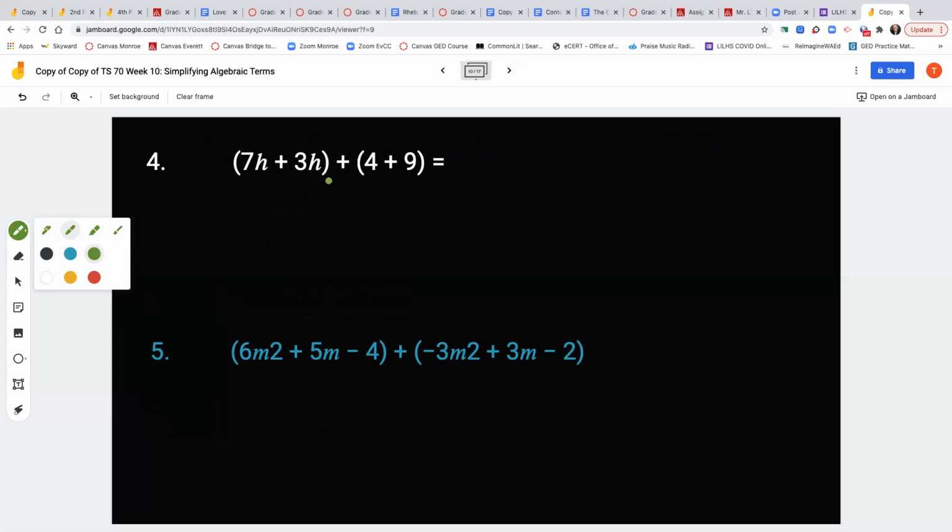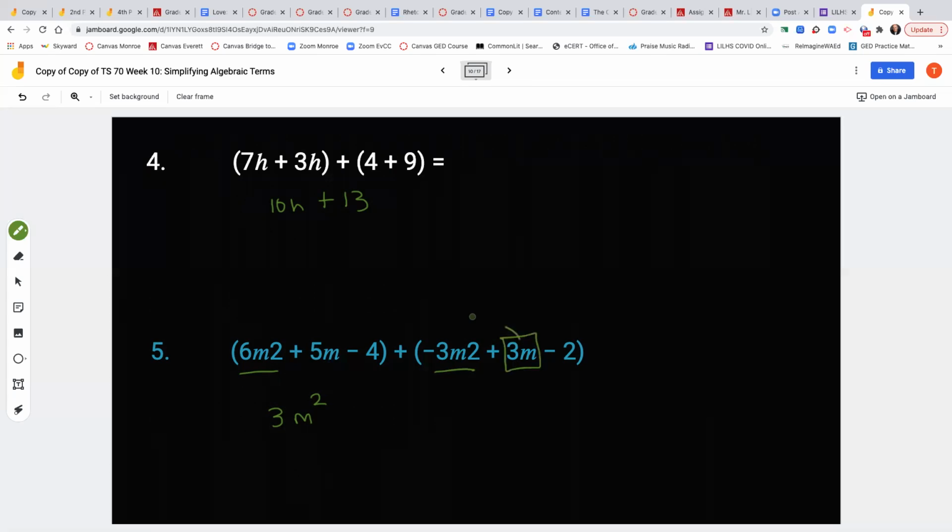7h plus 3h plus 4 plus 9: that's 10h plus 9, 10, 11, 12, 13, okay? Next, 2m squared plus 5m minus 4 minus 3m squared. This is similar to this, which gives me a positive 3m squared. Then I got plus 5m, plus 5m, and then going over here, plus 3m.